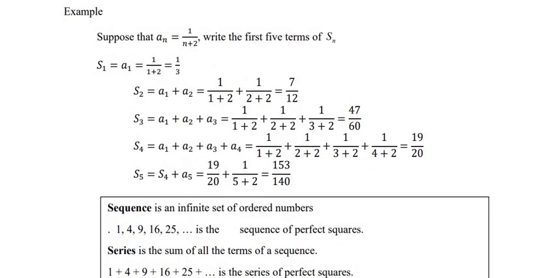So for example, if an is 1/(n+2), then S1 is a1, that's 1/(1+2), 1/3. S2 is a1 plus a2, that's 1/(1+2) plus 1/(2+2), this is 7/12. This way we can evaluate the sequence of partial sums.